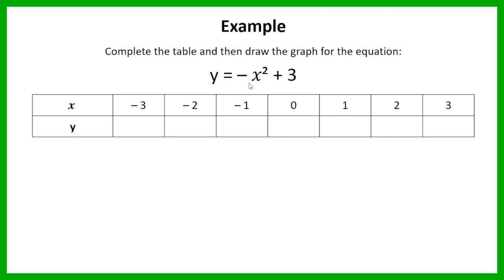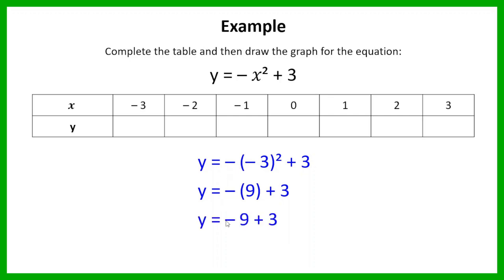So I've got y equals negative x squared plus 3. If x is negative 3, when I substitute it in, it's going to look like this. Remember, you need to make sure that you use brackets. So if I square that negative 3, it's going to give me positive 9. But because I still have the negative in front of that, it's going to give me negative 9 plus 3, which means that y is going to be equal to negative 6. So if x is negative 3, y is equal to negative 6.